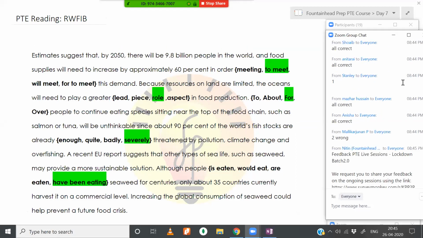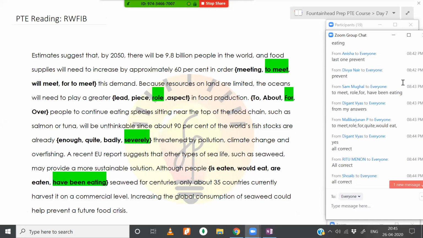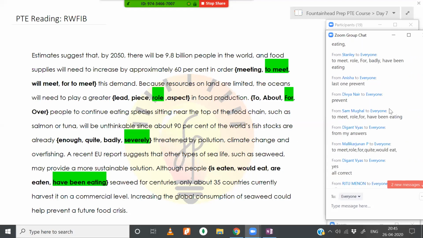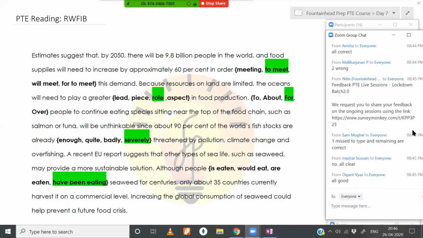So let me see which one you got. I've been eating. Yeah, so severely threatened. I can see some mistakes. Some of you have mentioned badly threatened. So severely threatened is a collocation. Okay, all clear. All right. So if you have no questions, then good.